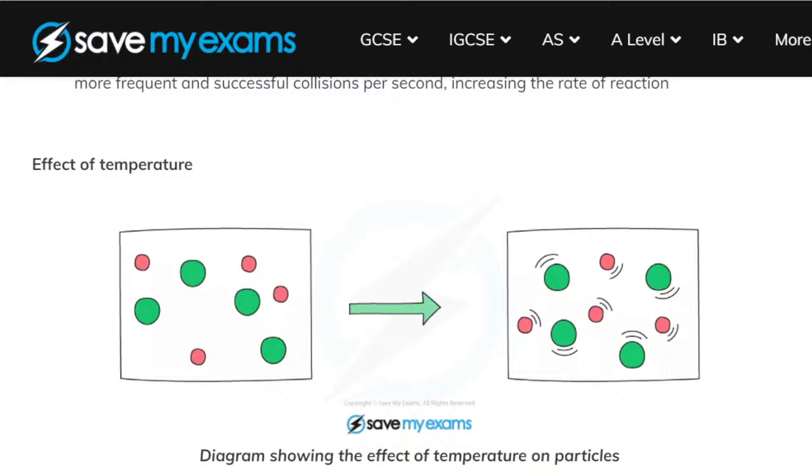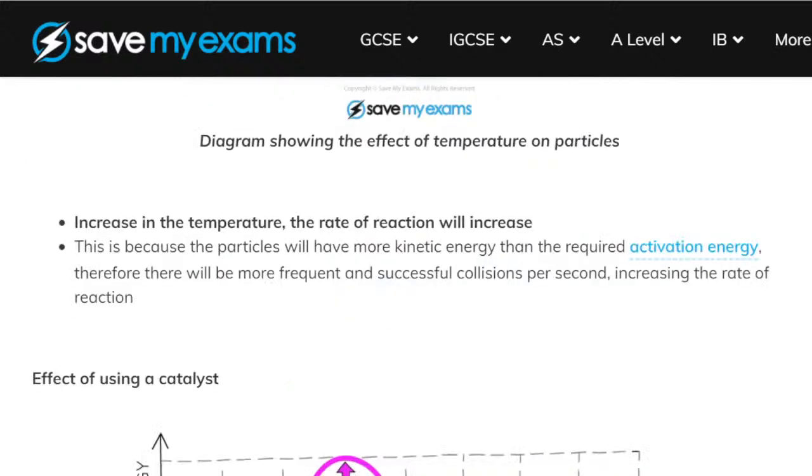Now, because of this kinetic theory, we also have what we call the collision theory in this effect of temperature. With the collision theory, we say that because there will be more energy, there will be more collisions, and therefore an increase in the rate of the reaction. So when we're looking at the effect of temperature, we're looking at both the kinetic theory and the collision theory.